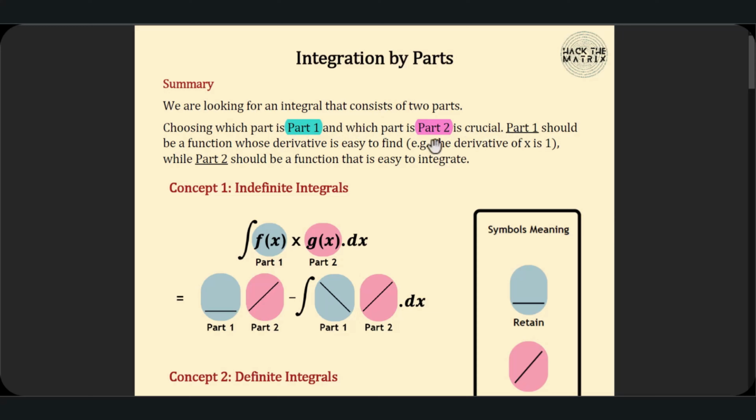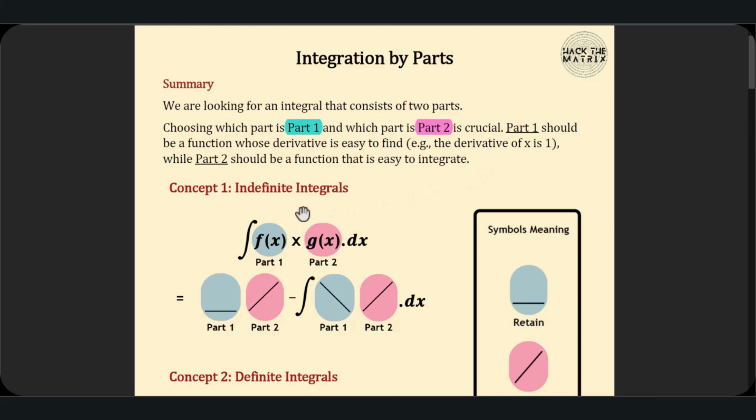Part 1 should be a function whose derivative is easy to find. For example, the derivative of x is 1. So this is how we locate part 1 and part 2. Part 1 is a function that is easy to differentiate. So if there's an x here, that's an easy function to differentiate. So it's in the right location. And part 2 should be a function that is easy to integrate.